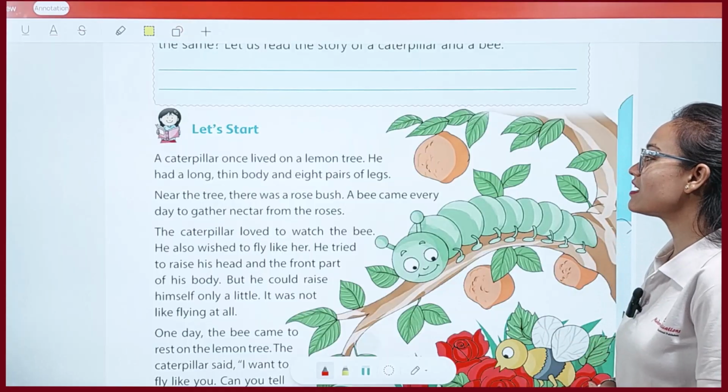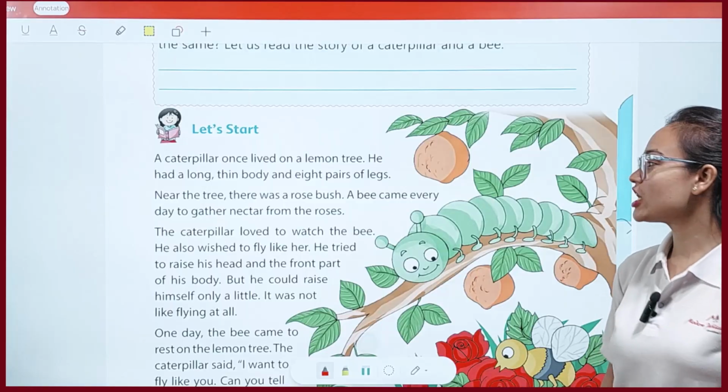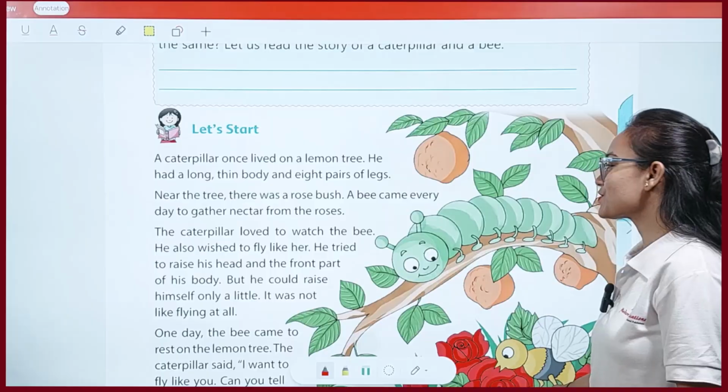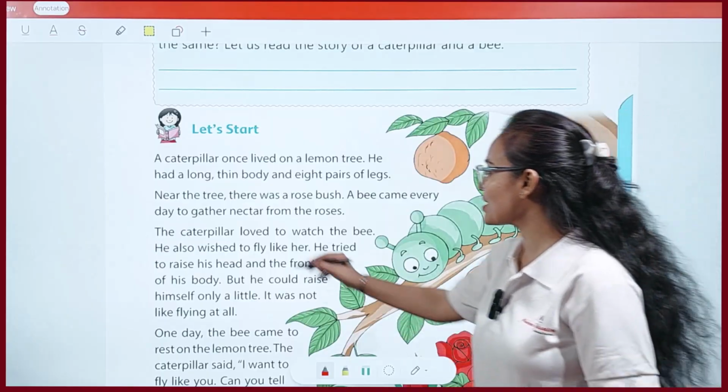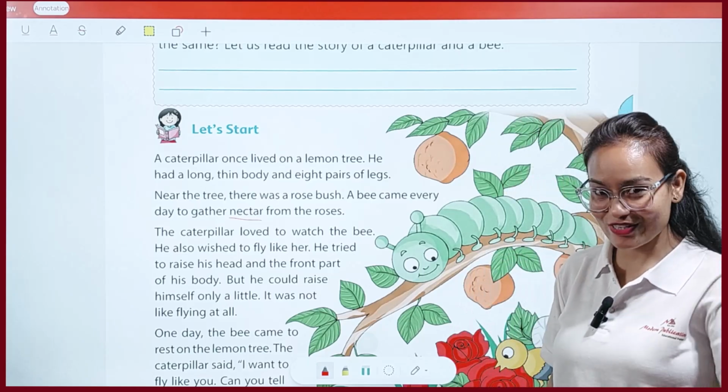Near the tree, there was a rose bush. A bee came every day to gather nectar from the roses. Now, my dear sweet little children, do you know what is the meaning of nectar? See, I will tell you.